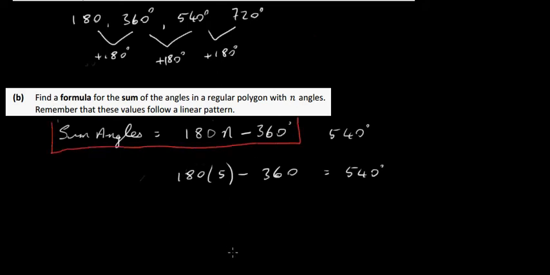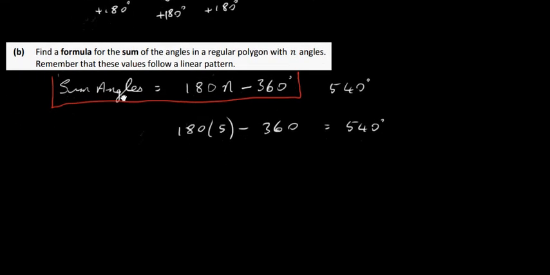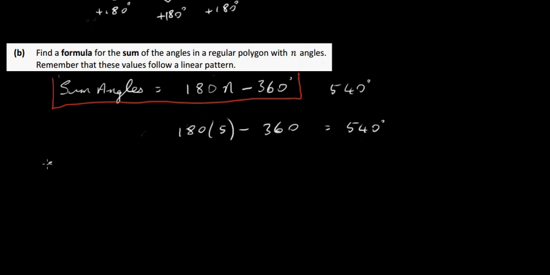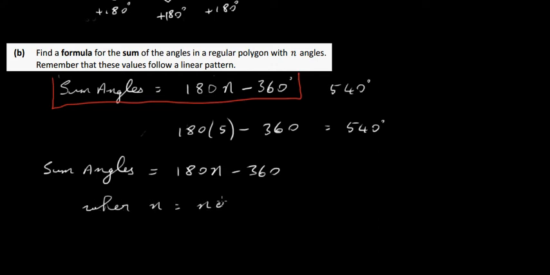The sum of the angles is, so I'll just write it out properly. So the way you would write this out is the sum of the angles is equal to 180 times n minus 360, where n is equal to the number of angles in the polygon.